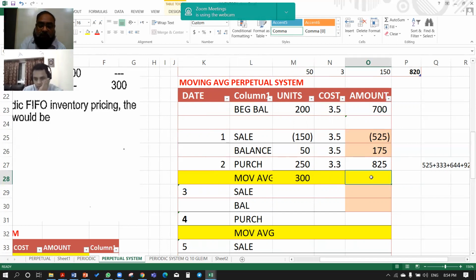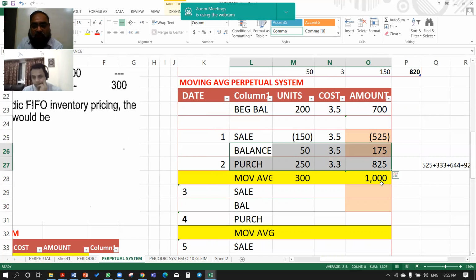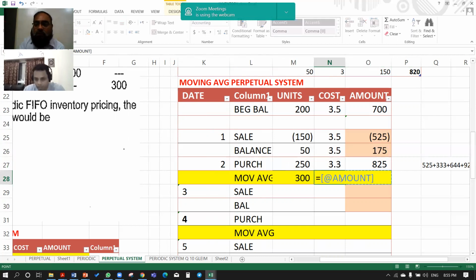Now what is the amount? If I add 825 plus 175, I get 1000. So 1000 divided by 300. We have two lots. Total value is 1000 and total quantity is 300, right? So what will be the average rate? Of course, 1000 divided by 300 units, which is 3.33. So why are we finding the rate? Because here we have the average method.